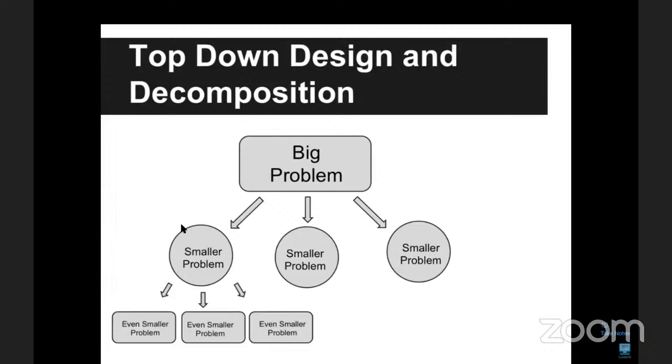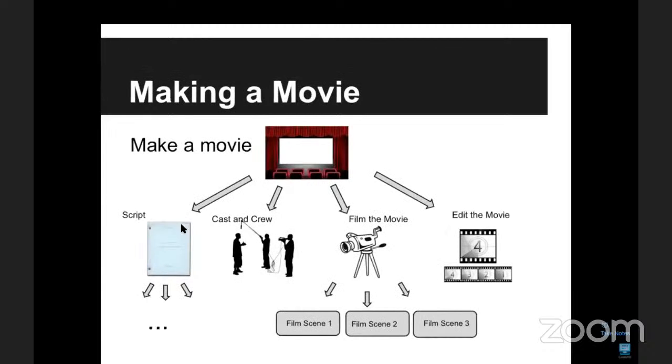So let's look at another example. Let's say you wanted to make a movie. Well, the problem of making a movie is very big, but you can break that into several steps. You need to write the script. You need to hire the cast and crew. You need to film the movie. You need to go edit the movie. But these in themselves are each big problems. And the problem of filming the movie, we can break down into filming scene 1, and filming scene 2, and filming scene 3. And so we start with a big problem, and we decompose the problem into smaller problems that are easier to solve. The reason this is top-down design is because we're going from the top down as opposed from the bottom up. We're starting with a big problem and then breaking it down into smaller problems.